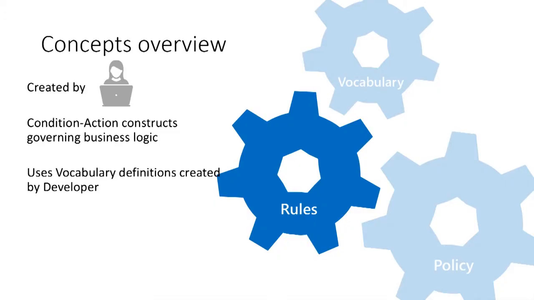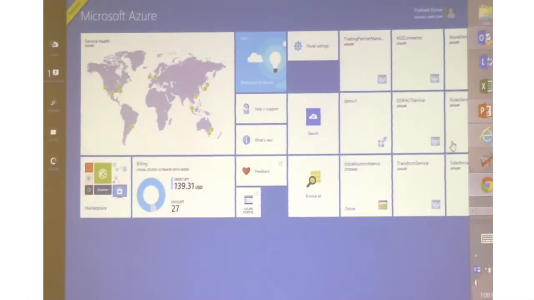Next is the rules themselves. The rules are constructed as condition-action constructs that govern the business logic, and they use the vocabulary that's defined by the developer. So let me, at this point, switch back to the portal and show you how that works. That's my rules service there.